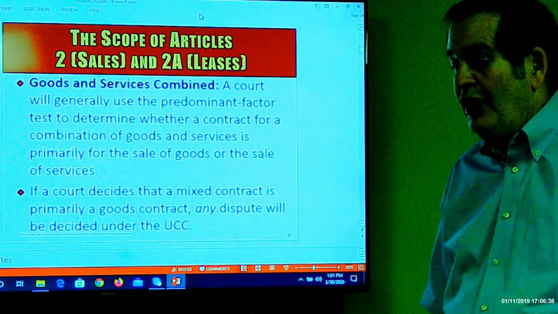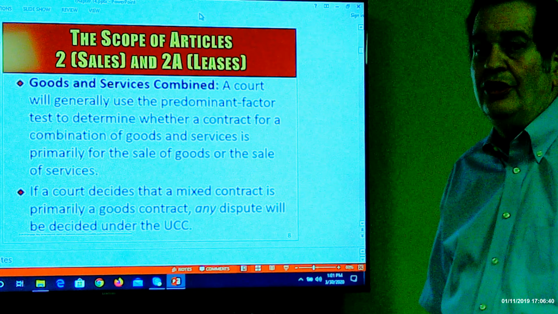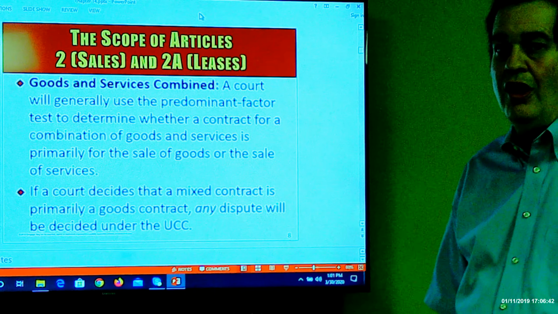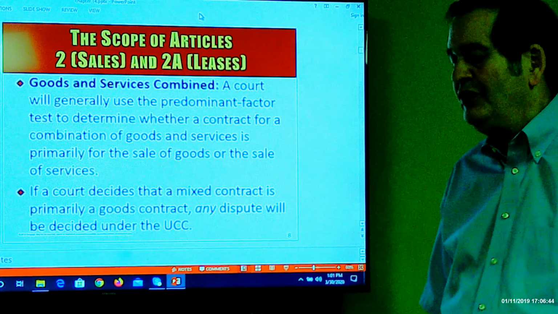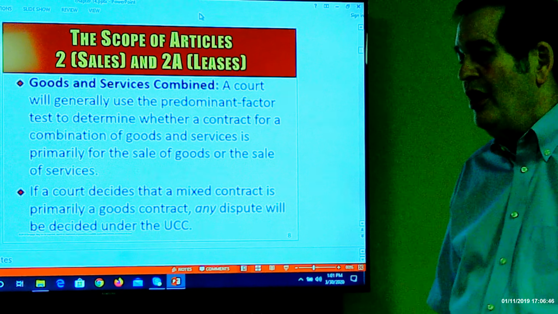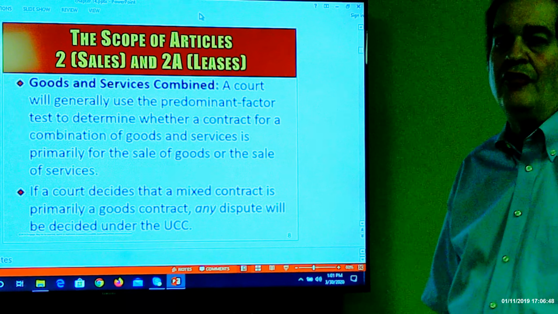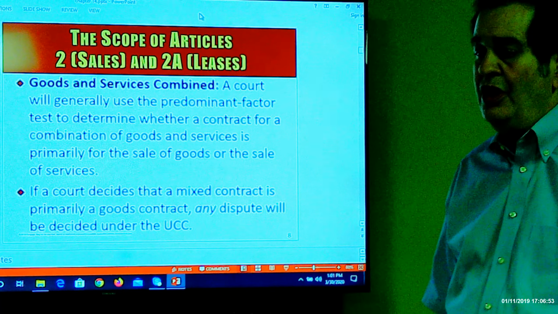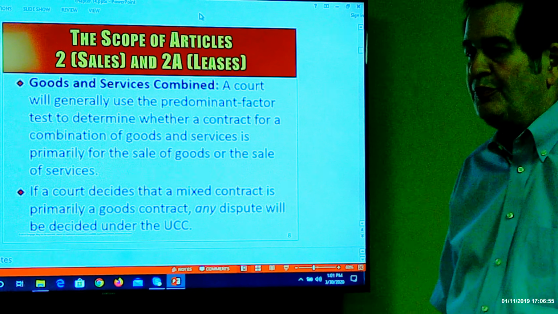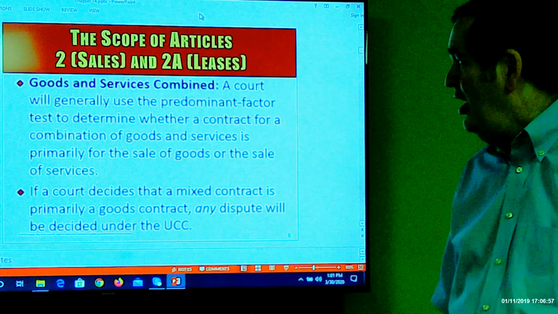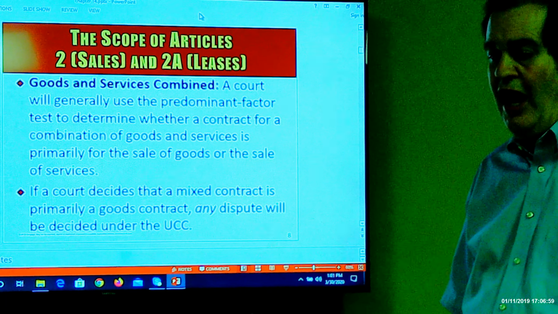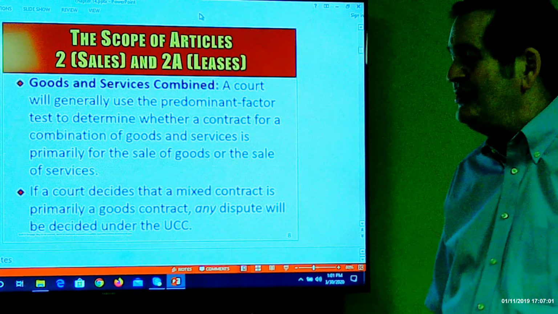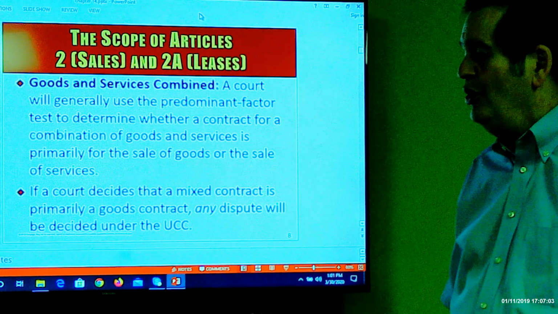For example, if you go to Goodyear to buy a tire for your car, and you buy a tire and have it installed on your car, that is a transaction that involves both a good, the tire, and a service, the installation. But the courts are likely to rule that the predominant factor there is a good, the tire itself. And in that situation, the UCC would be applicable.